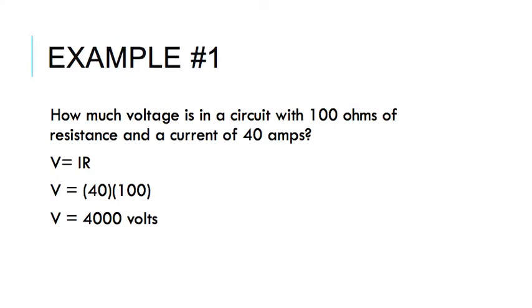All right, so let's do an example. How much voltage is in a circuit with 100 ohms of resistance and a current of 40 amps? So we're going to plug in what we know. We've got our formula. We plug in the 40 for the current, that's I. For R, we plug in the 100 ohms, and we multiply those together and get 4,000 volts. So that's pretty easy to do.